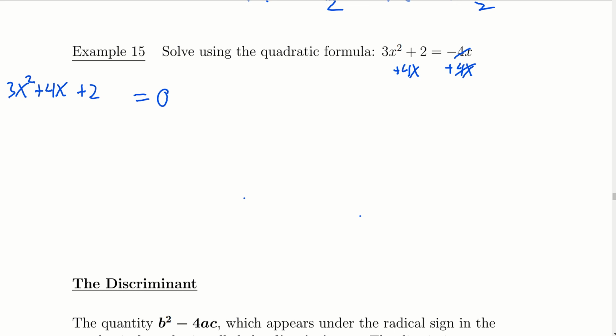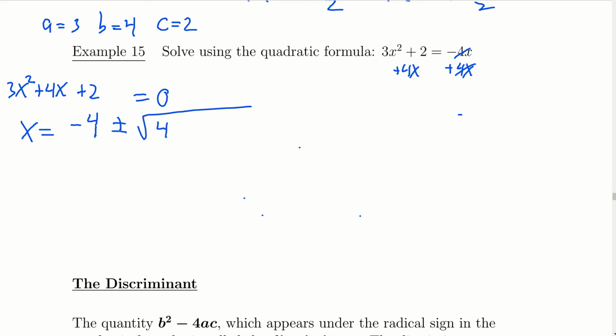It's in standard form, so I can identify A, B, and C. A is 3. B, which is the coefficient of the x, is 4. And C is going to be positive 2. We plug it into the quadratic formula. It's the opposite of B, so negative B. That's going to be negative 4 plus or minus the square root of B squared minus 4 times A times C, all divided by 2 times A.